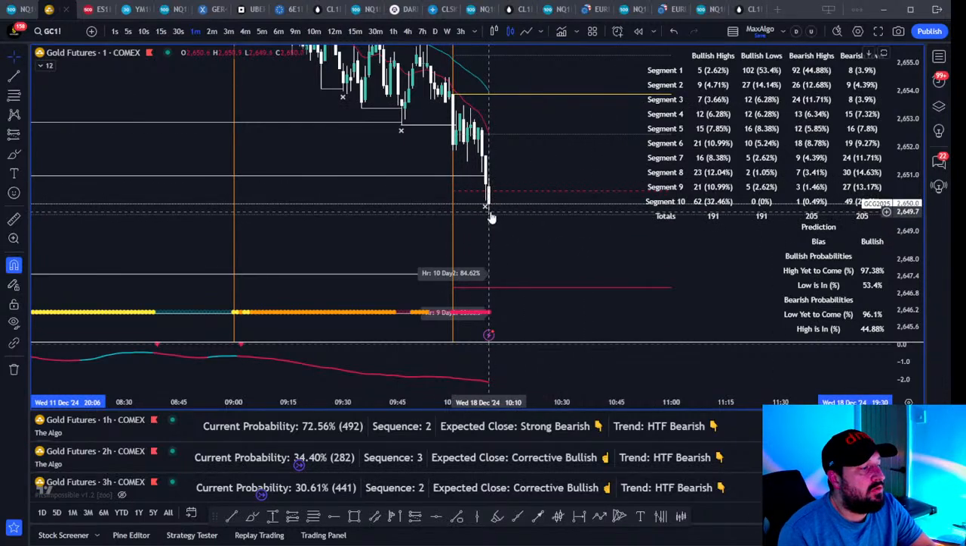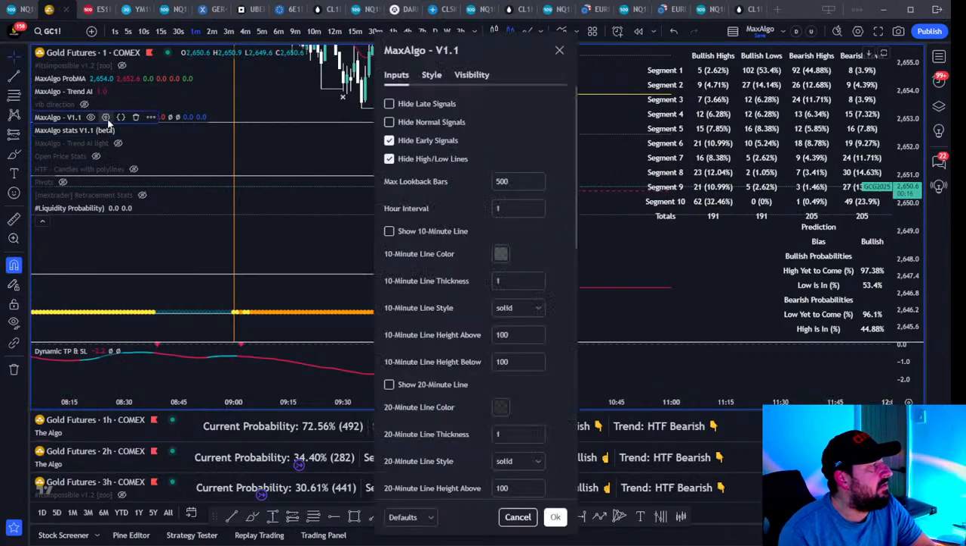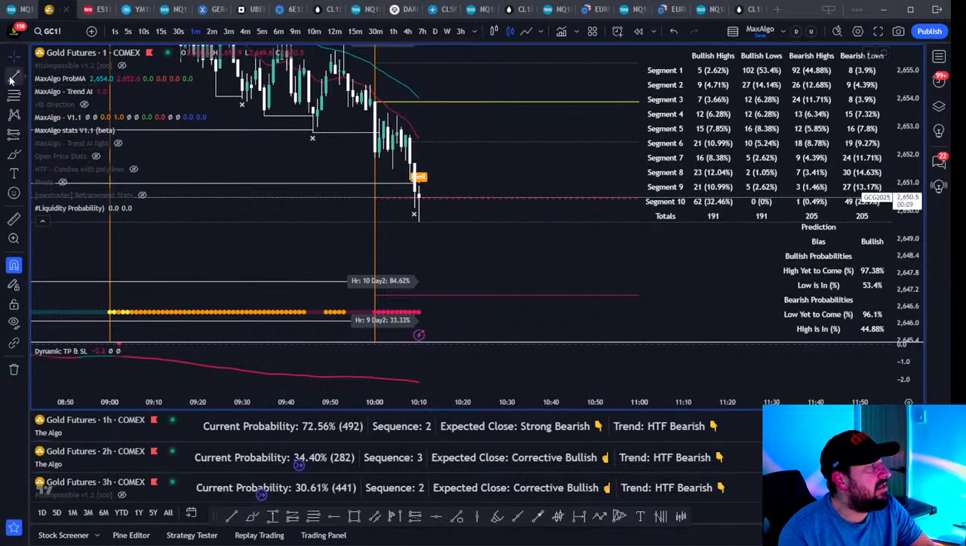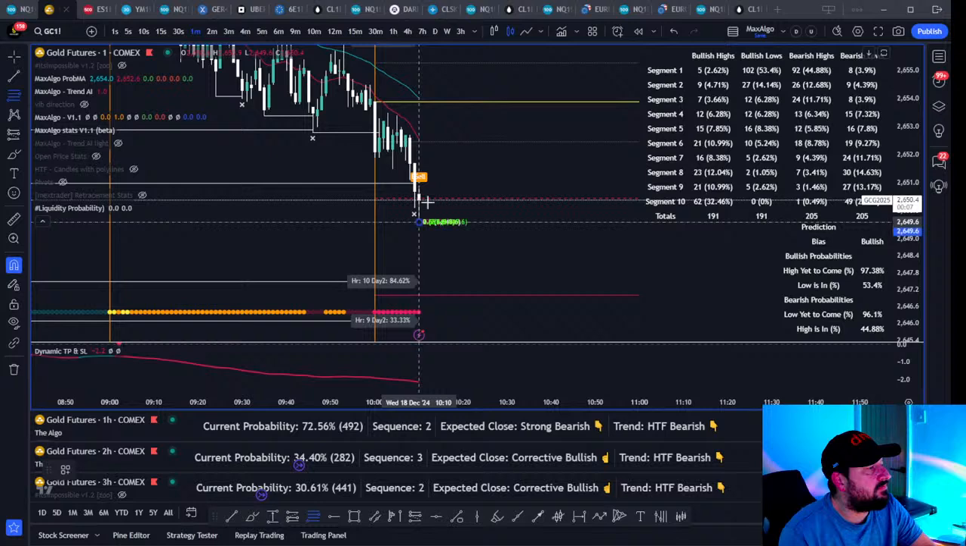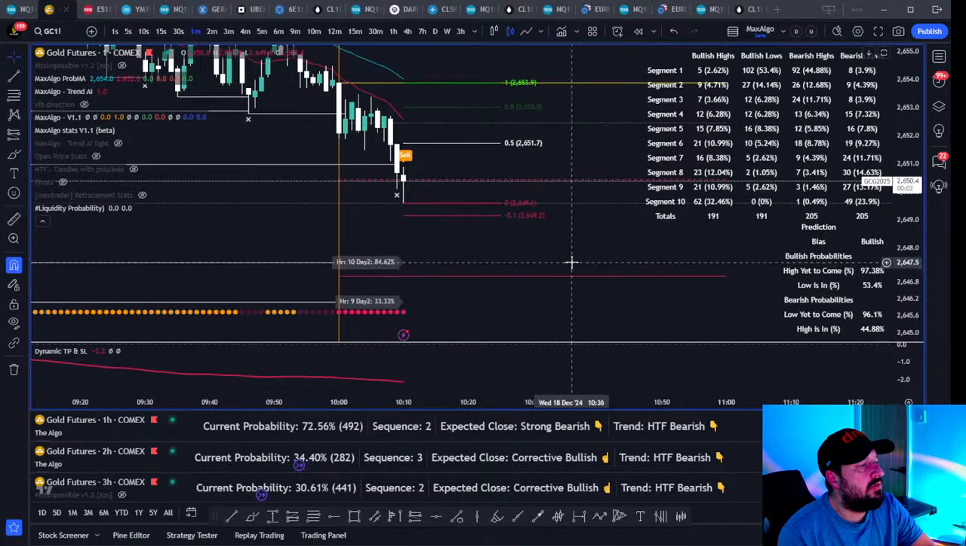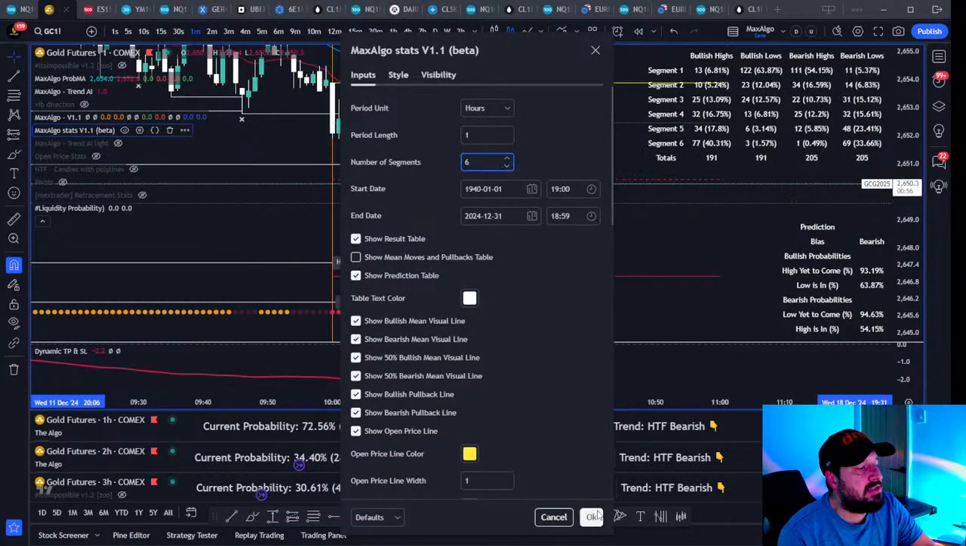There's our low gone, right? So we get an early indication. We get an early signal. So that is our 10-minute signal, right? So 54%.